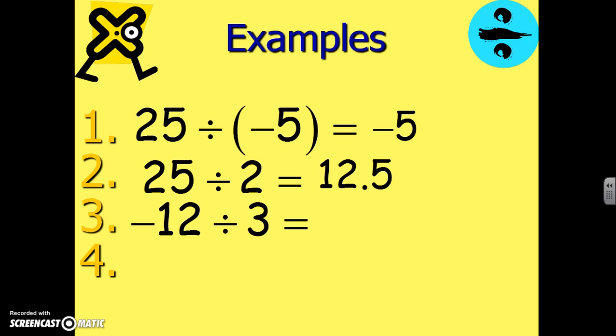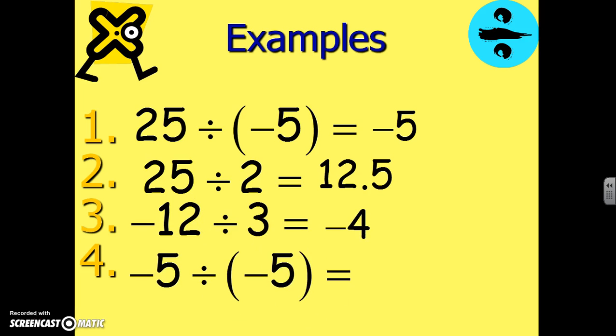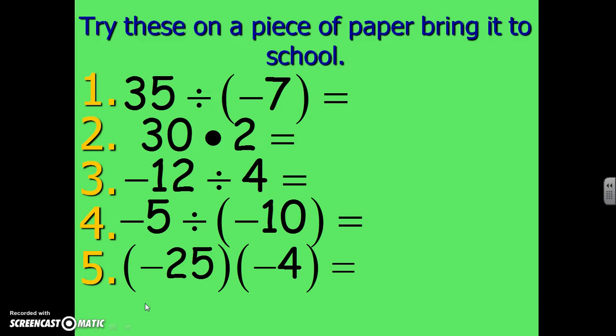When you divide a negative by a positive, two different signs, one is a negative, one is a positive, the quotient will be negative. Negative 12 divided by 3 is negative 4. When you divide two negatives, like negative 5 and negative 5, the quotient is positive 1. Try these on a piece of paper and bring it to school.